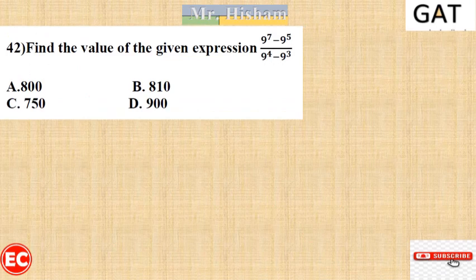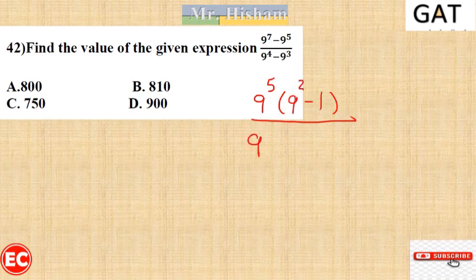Question number 42. Find the value of the given expression: 9 power 7 minus 9 power 5 over 9 power 4 minus 9 power 3. Don't rush your work and say that 9 power 7 minus 9 power 5 is equal to 9 power 2, because it cannot work like this. But I can take the highest common factor of 9 power 5, because it is the smallest power. So the remainder is 9 power 2 minus 1. And in the denominator, I can take 9 power 3. So the remainder is 9 power 1 minus 1.